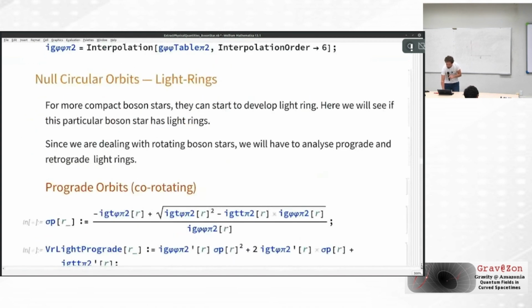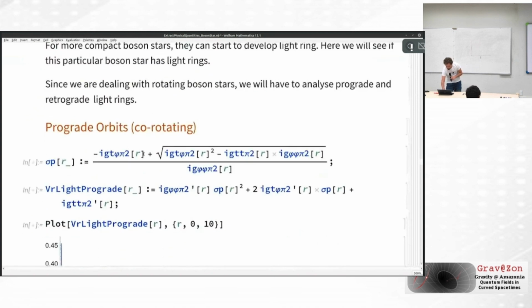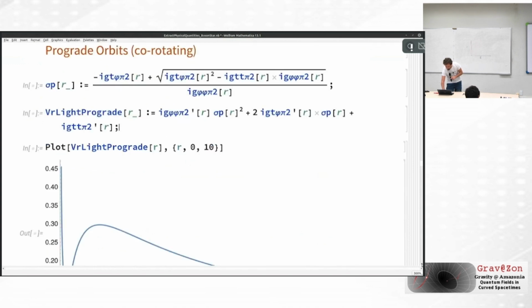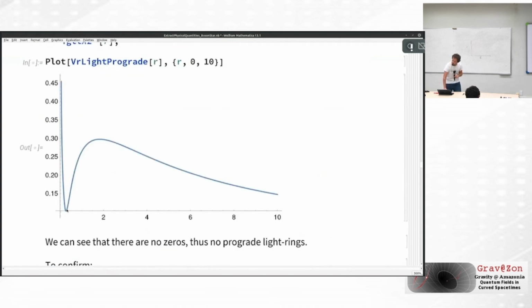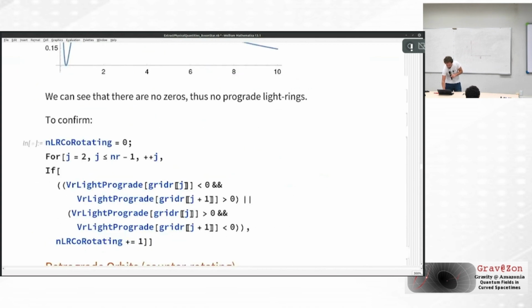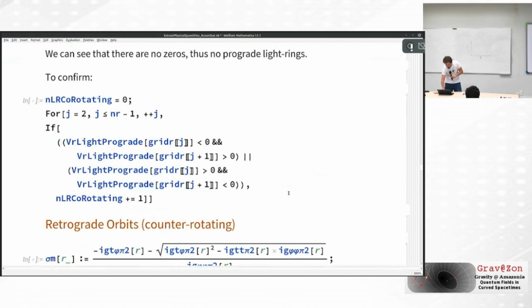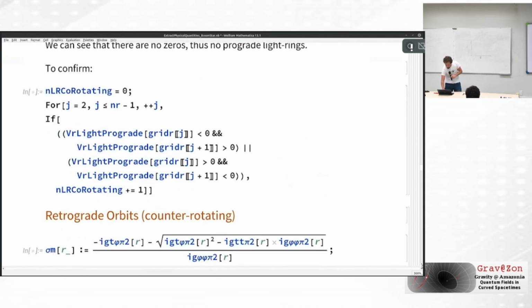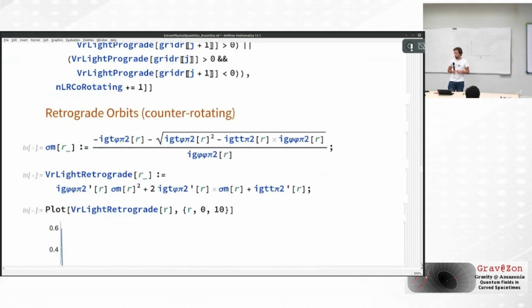And now let's look at the light rings. For the prograde case, this is positive. Then you have here the inverse impact parameter. You have here the equation that, if it is 0, we have a light ring. So you can do a plot of that. And here you can see that it's never negative. It's never equal to 0. So indeed, for this boson star in particular, in the prograde case, you don't find any light rings. You can confirm that, for example, by looking if there is indeed some 0, and you will find that there is none. This is a rotating boson star.